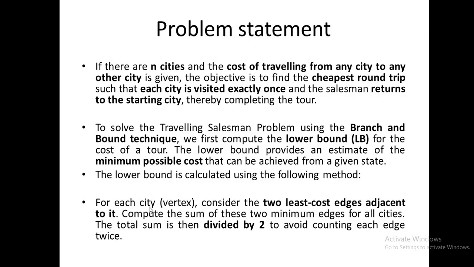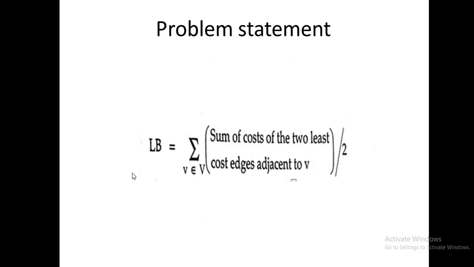We will first compute the lower bounds. The lower bound is denoted by LB and can be obtained using the formula: LB equals the summation of the sum of cost of the two least cost edges adjacent to each vertex, divided by 2. So this is the formula.